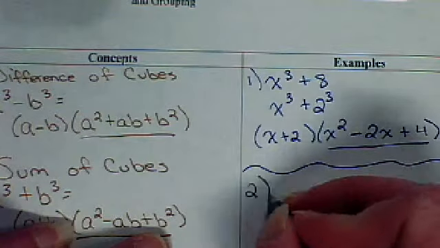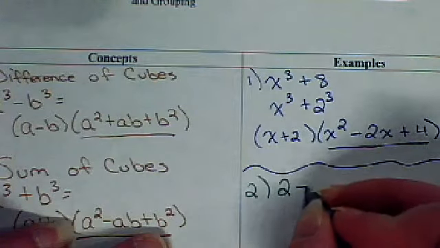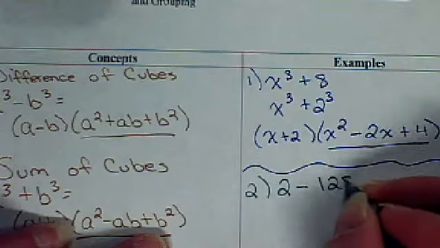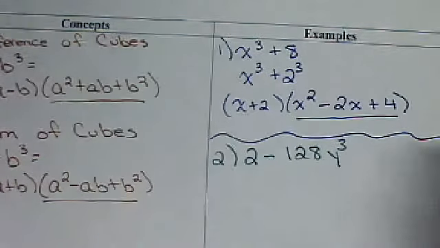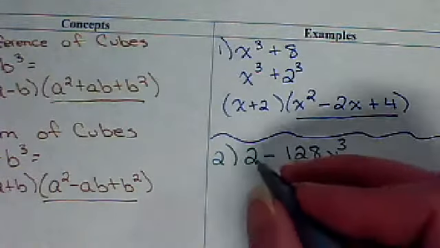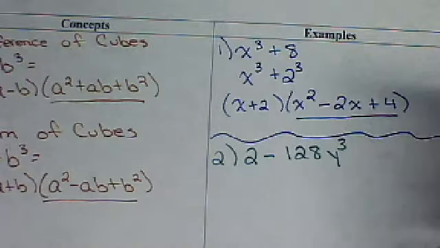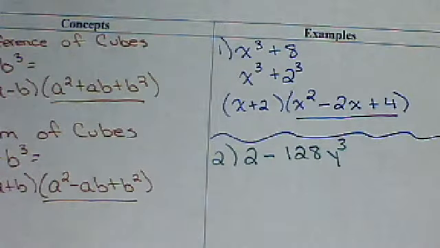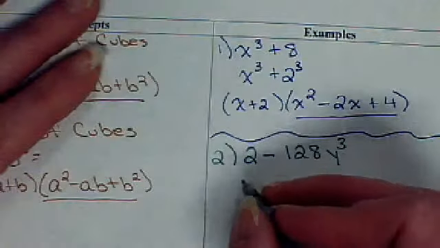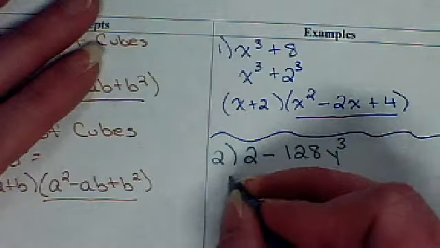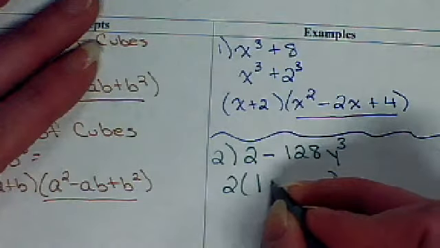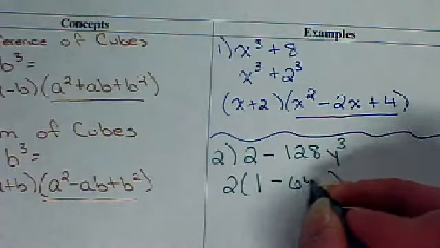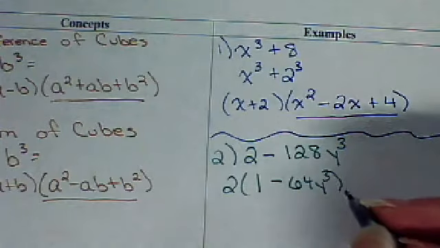Number 2. 2 minus 128y cubed. Now, 2 isn't a perfect cube, and neither is 128, but I do notice that both of those are even. What that tells me is that there is a greatest common factor of 2. We are going to factor that 2 out. That gives me 1 minus 64y cubed.